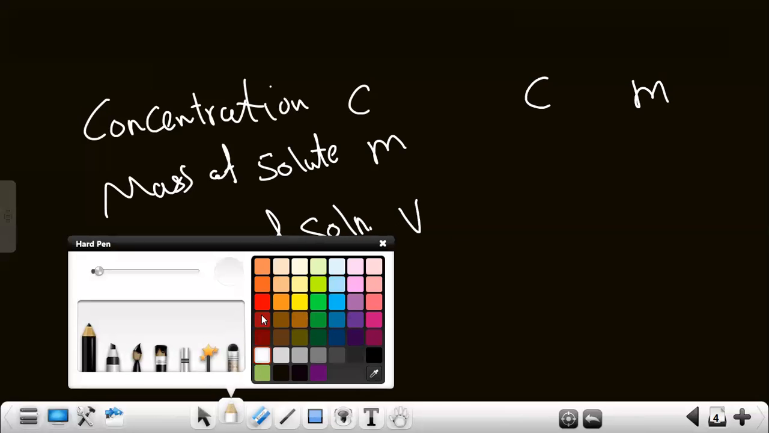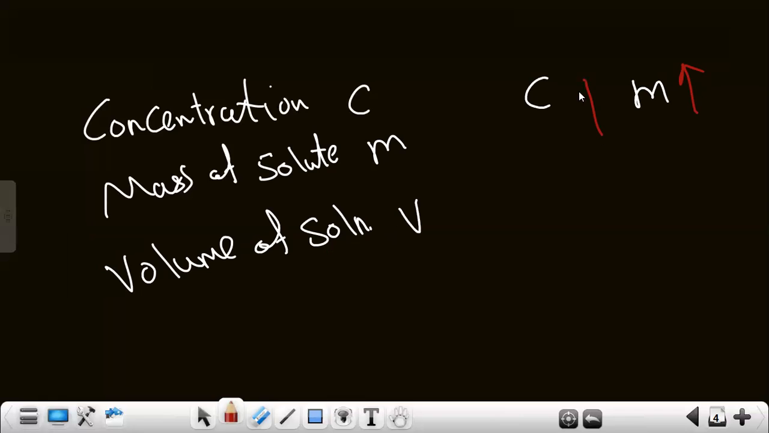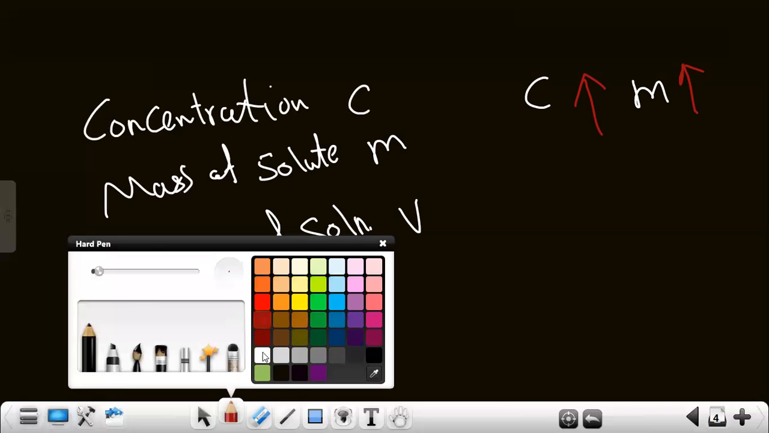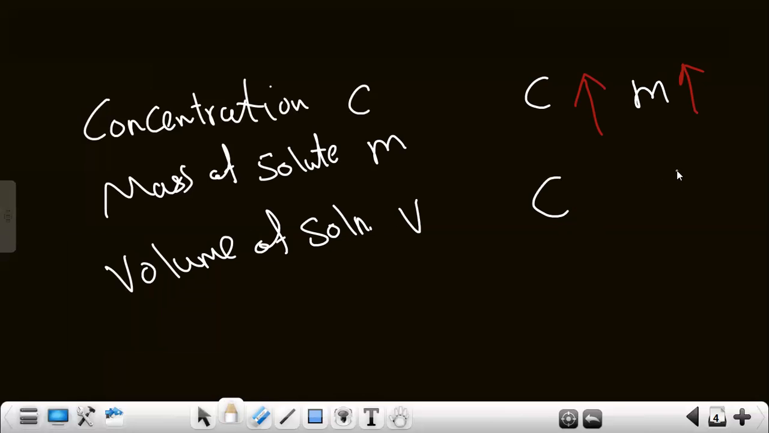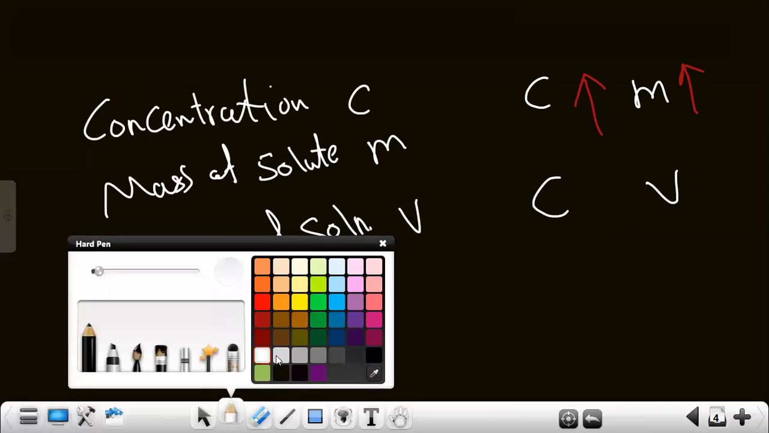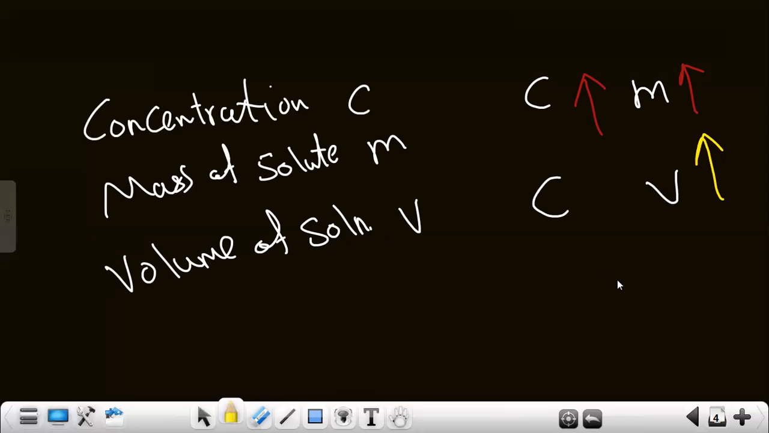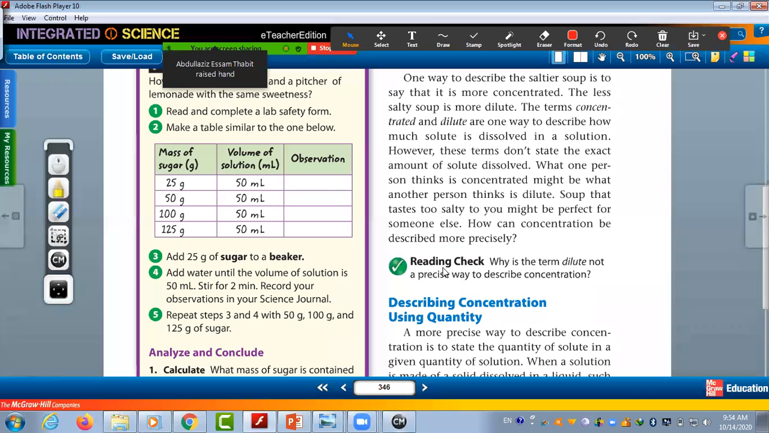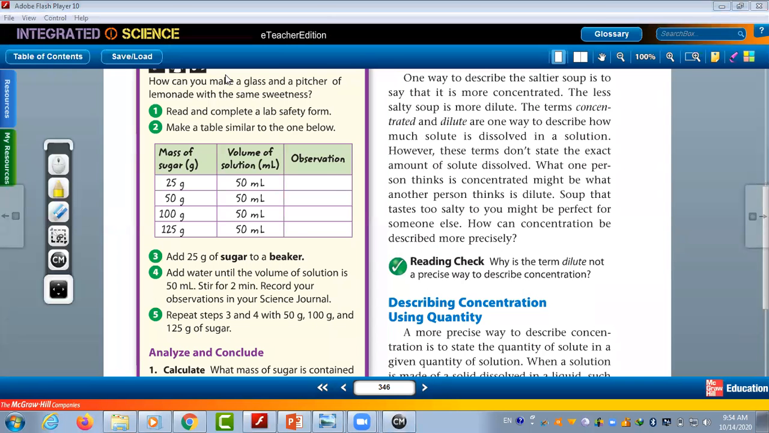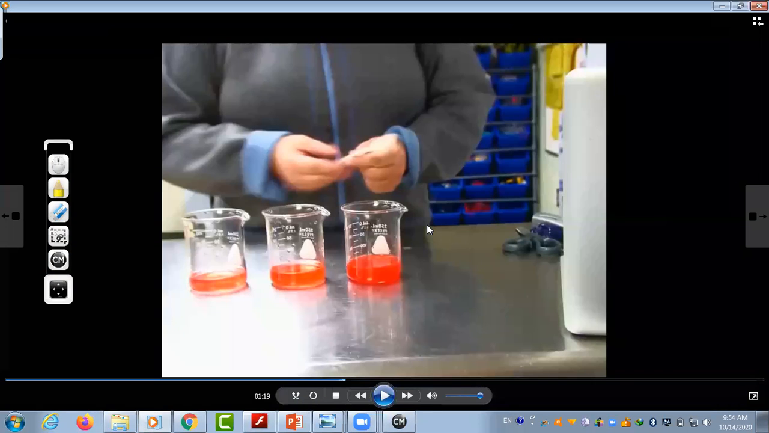If we increase mass, the concentration increases. But what will happen if we increase the volume? Who can tell us? If I increase the volume, what will happen to concentration? Will it increase or decrease? Abdulaziz? Decrease. Okay, thanks Abdulaziz. We can watch this video to see if Abdulaziz is right or not.